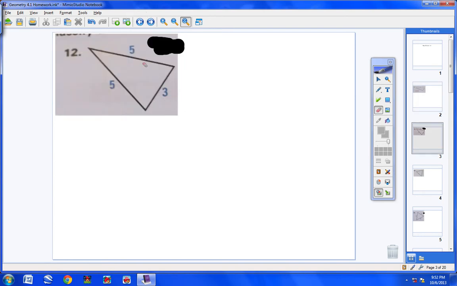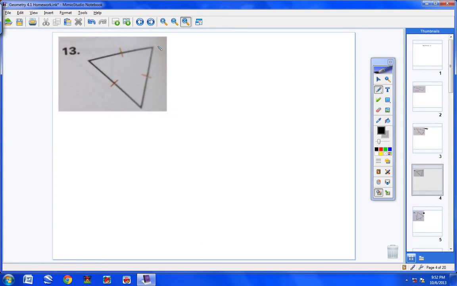Moving on to number 12. Notice in number 12, we have lengths of 5, 5, and 3. Now, if all three sides were congruent, we have a special name for that type of triangle. But when two sides out of three sides are congruent, we call that triangle an isosceles. It's cut off a little bit. Let me go ahead and write the rest of it for you. Isosceles triangle.